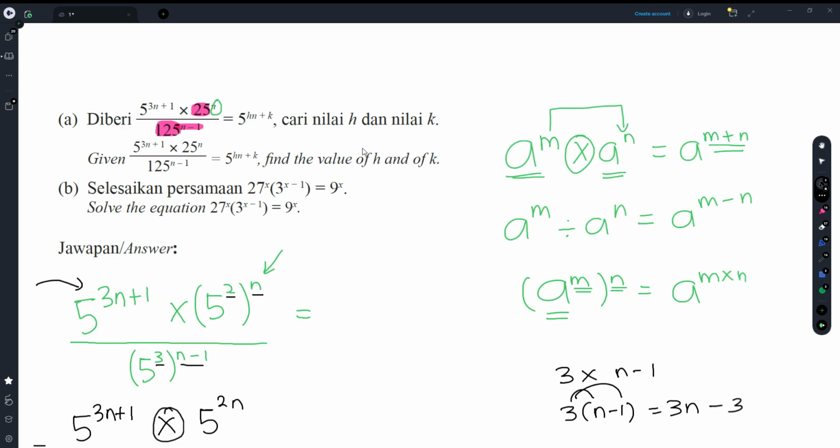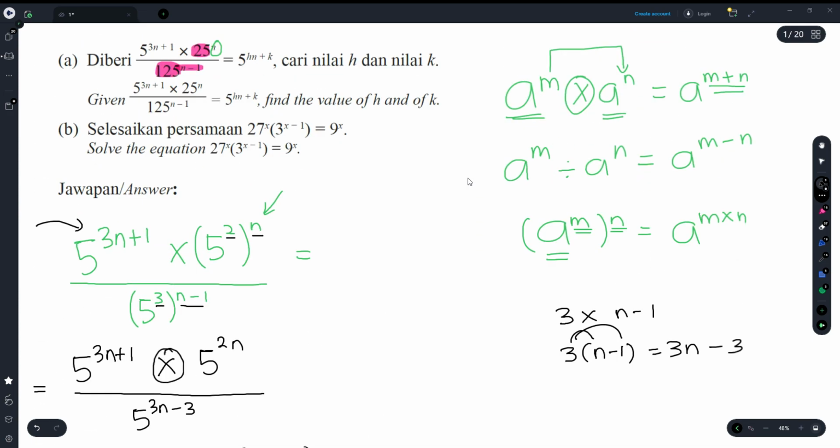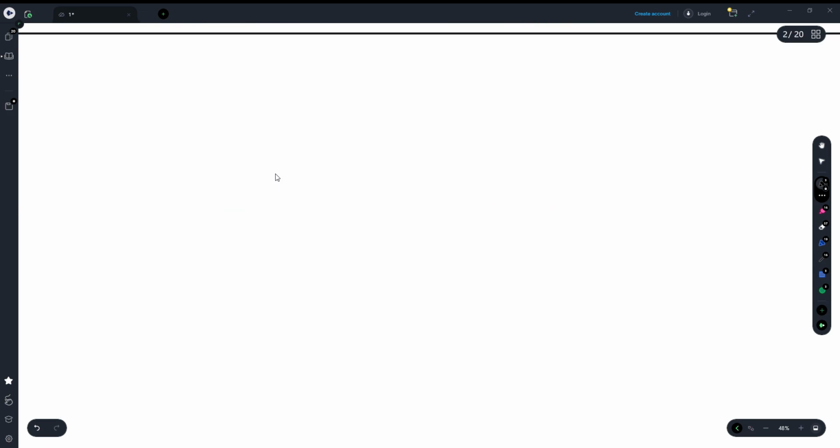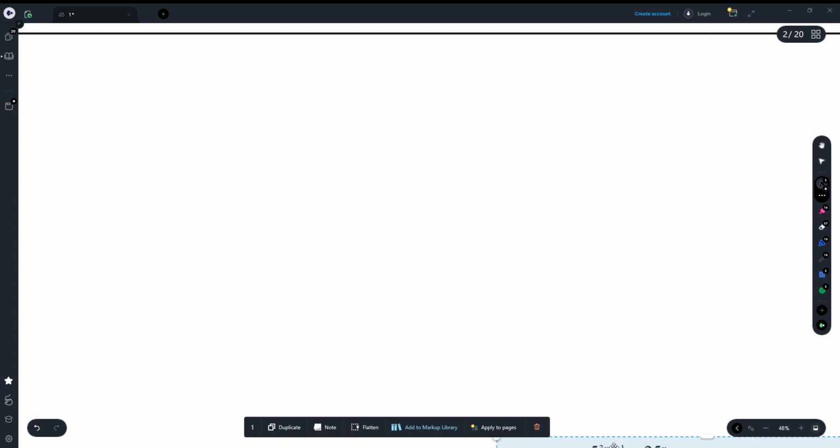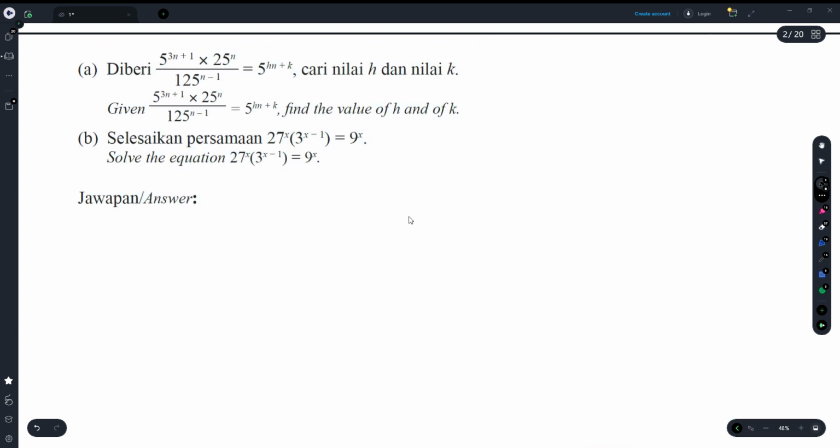For part B, I'm going to do the same thing, because I see numbers like 3, 9 and 27, which are all base 3. Everything can be converted into base 3. Let me show the question here one more time. We have 27, which is 3 to the power of 3, and 9, which is 3 to the power of 2. So I'm going to substitute.